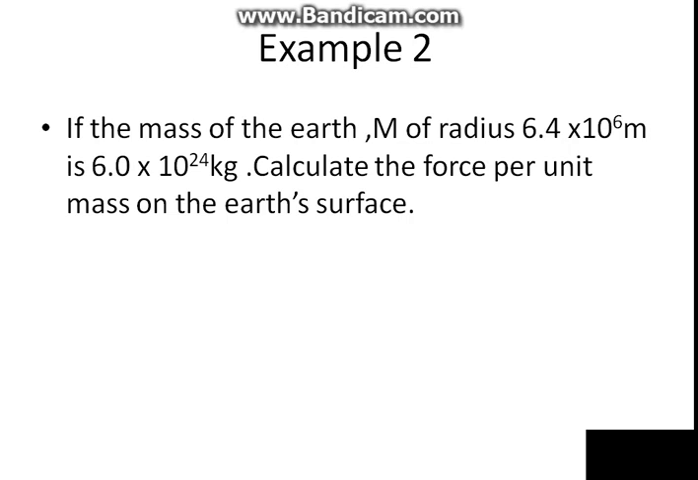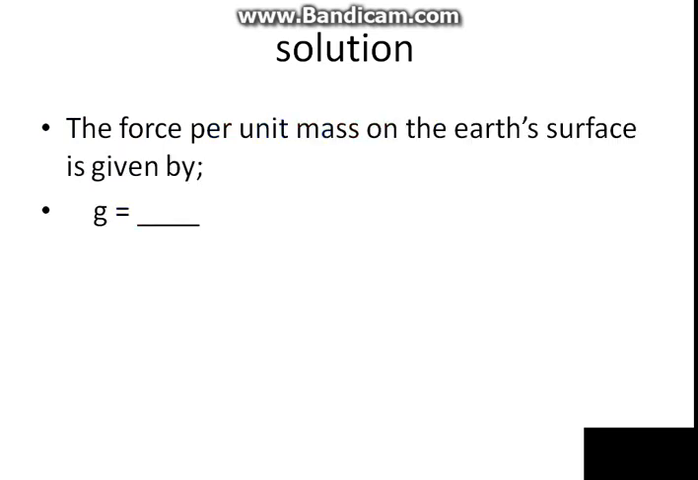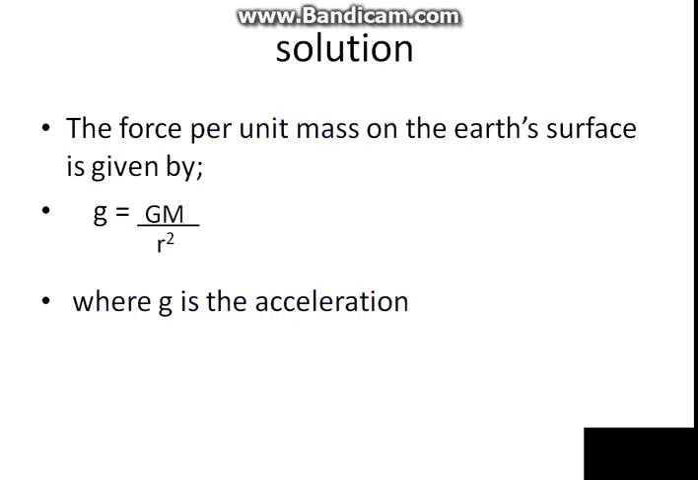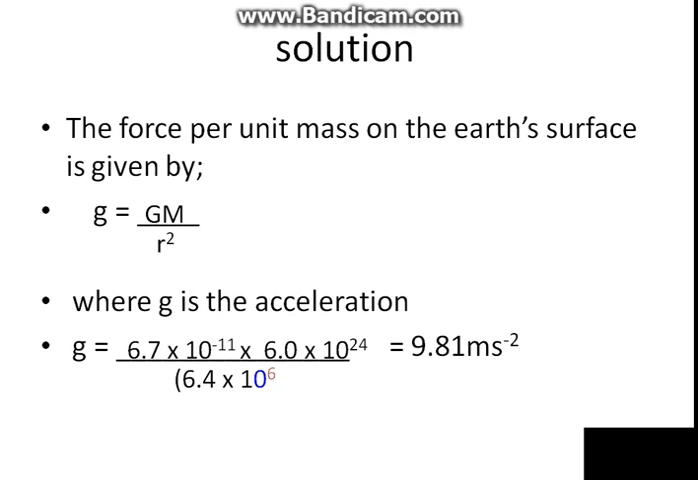Solution. The force per unit mass on the Earth's surface is given by g equals capital G times capital M all over R squared, where g is the acceleration. Small g is now equal to 6.7 times 10 raised to power minus 11 times 6.0 times 10 raised to power 24 all over, in brackets, 6.4 times 10 raised to power 6 squared, which is equal to 9.81 meters per second squared.